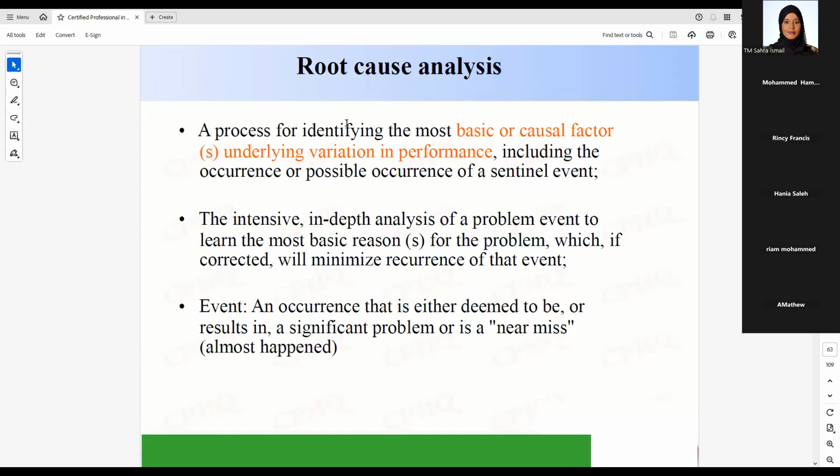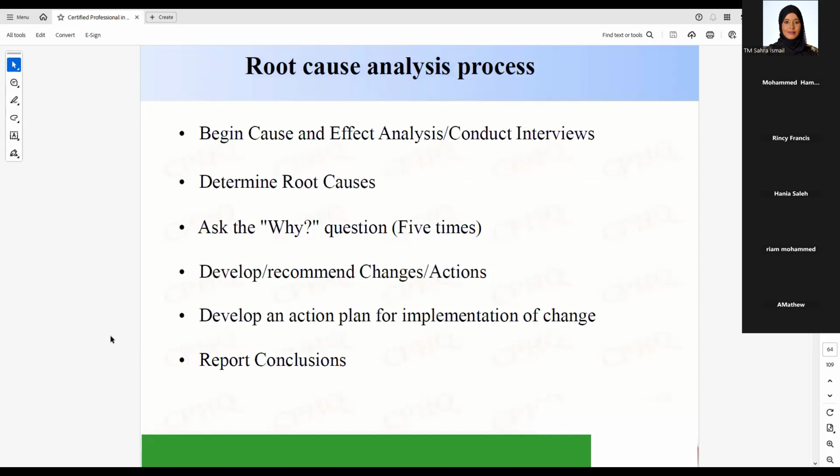Respond appropriately to all the defined sentinel events, and prepare a root cause analysis, RCA, and action plan. The root cause analysis is a process for identifying the most basic or causal factors underlying the variations. It is the intensive or in-depth analysis of a problem event to learn the most basic reason. An event is an occurrence that is either deemed to be or results in a significant problem. Anyway, I will just detail the root cause analysis.